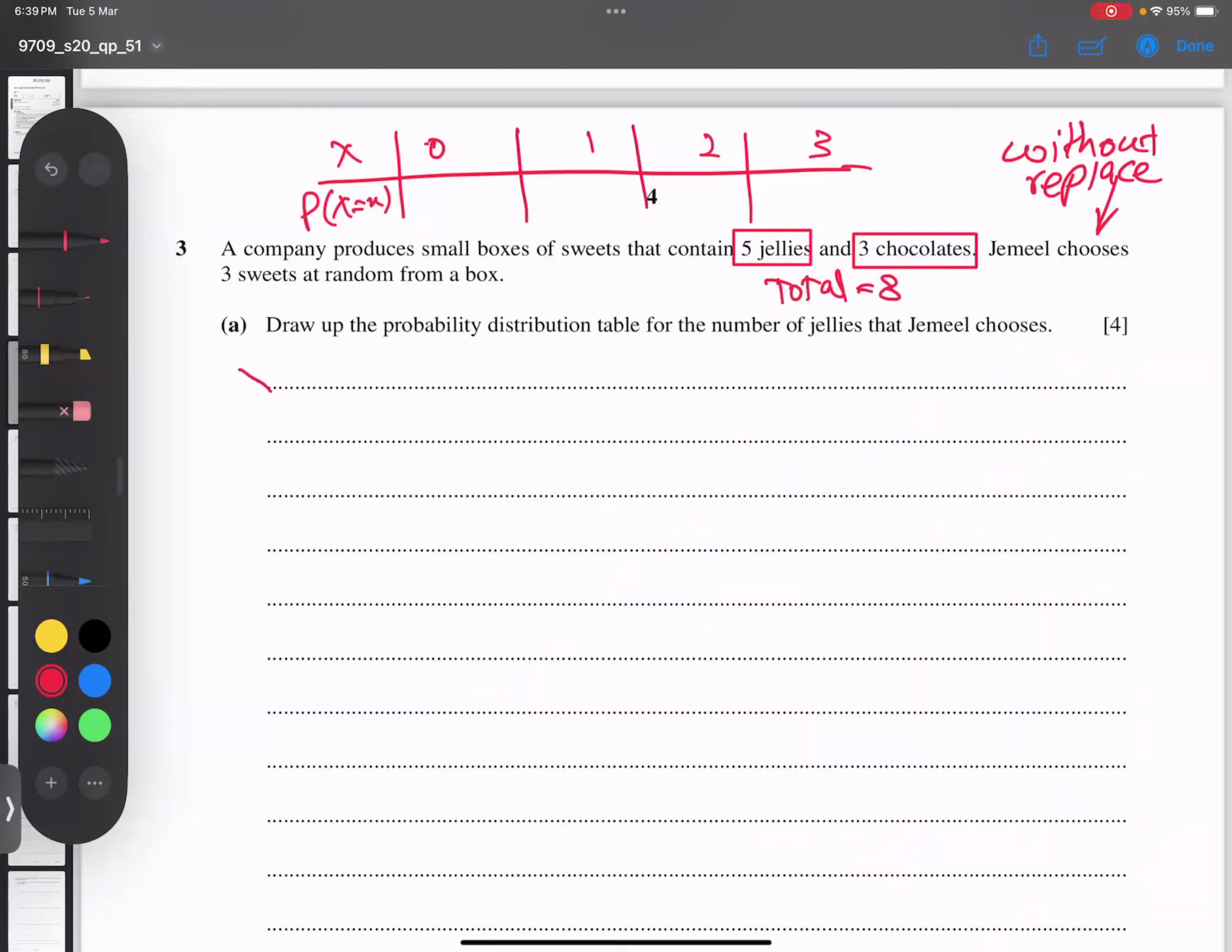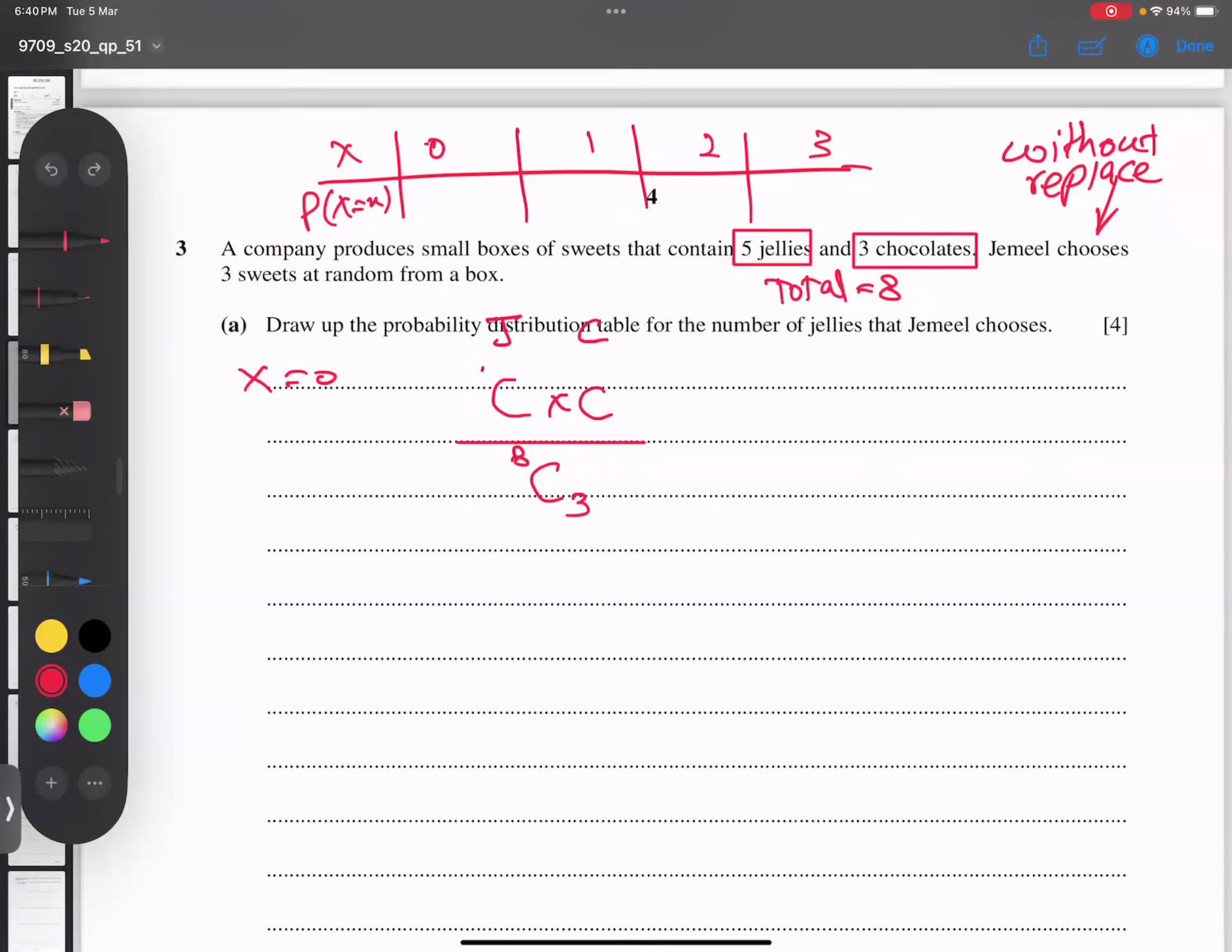Let's try. If X is equal to 0, I'm writing this way: we have a fraction, and we always write C and C. Total sweets are 8, and I have to choose 3, so the total probability is coming down as 8C3. The first C I use for jellies, J for jelly, and the second C for chocolate.